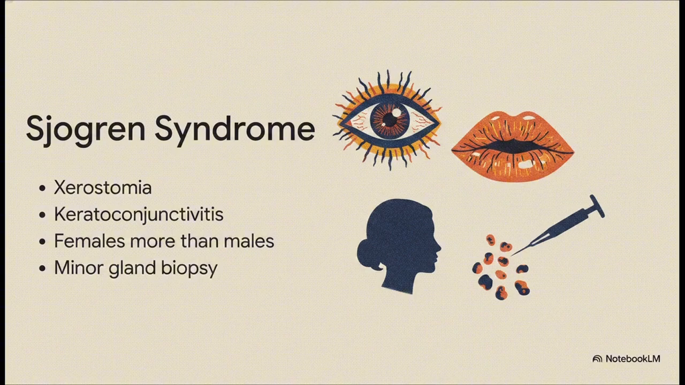Sjogren syndrome, or SICA, paints a very distinct clinical picture. Patients are going to complain of xerostomia, which is profound dry mouth, and keratoconjunctivitis, which is severe dry eyes. Demographically, this strikes females far more often than males. When you see this triad, the dry mouth, the dry eyes, and the demographic marker, you must confirm it. But how? Remember those 600 to 1,000 minor salivary glands we talked about right at the beginning? This is exactly where they come in. You diagnose Sjogren syndrome definitively via a minor gland biopsy.